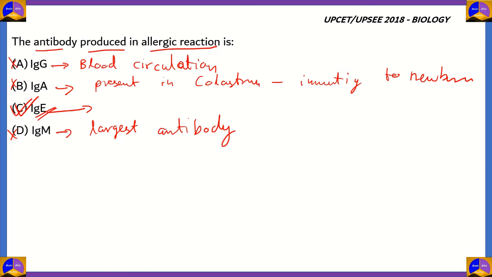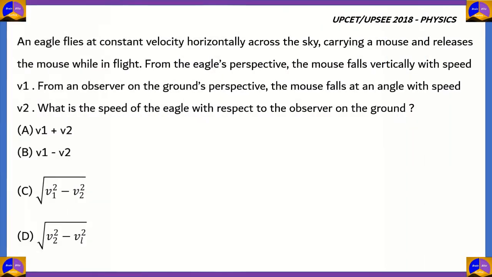An increase in IgE results in increased sensitivity. When you have increased sensitivity, allergic reactions take place in the body, and these are usually prevented by antihistamines and anti-allergic drugs. So option C, IgE, immunoglobulin E, is the correct answer for this question.